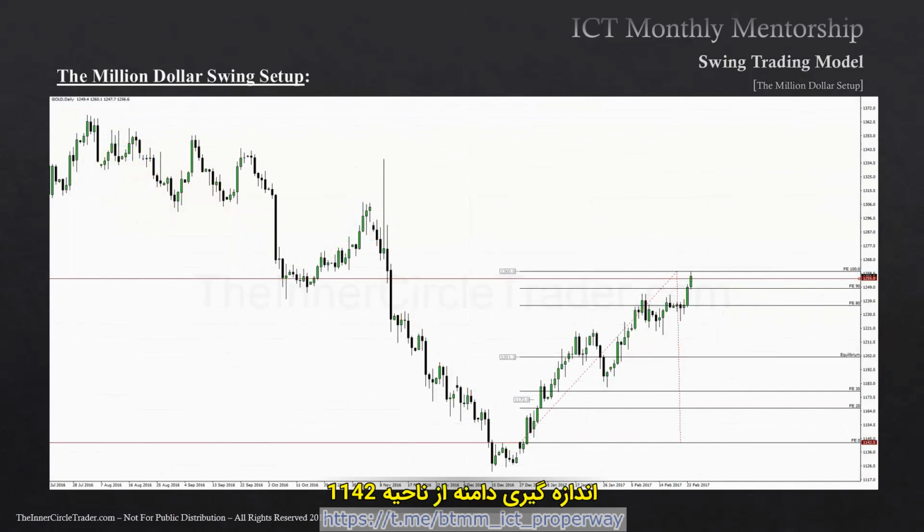Measuring the range from the 1142 level off of that monthly order block, the PD array, and up to the weekly PD array, the premium of 1260, 1255, and the discount of 1142 to 1150, buying down at the 1145 to 1150 levels, projecting that range up and measuring that, we can get an equilibrium price point of 1200.